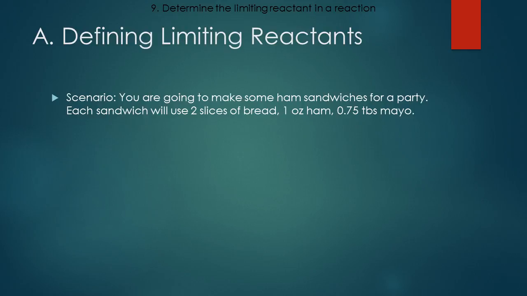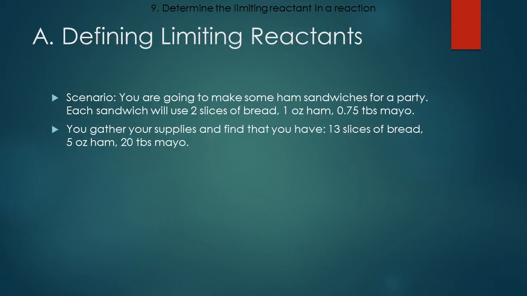a scenario that we might be a little more familiar with. Let's say that you're going to make some ham sandwiches for a party. Each of your sandwiches will use 2 slices of bread, 1 ounce of ham, and 0.75 tablespoons of mayonnaise. So you gather all of your supplies and you find that you have the following. You have 13 slices of bread, 5 ounces of ham, and 20 tablespoons of mayonnaise.